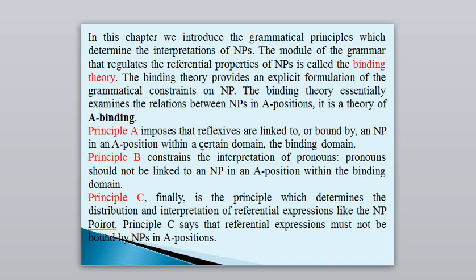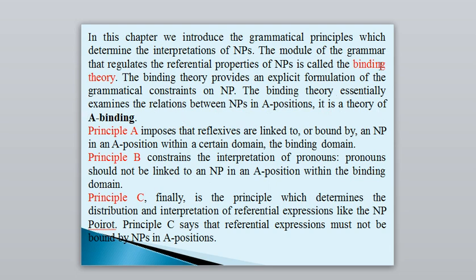So in this chapter we introduce the grammatical principles which determine the interpretation of NPs. As I told you, the module of the grammar that regulates the referential properties of NPs is called binding theory. The binding theory provides an explicit formulation of the grammatical constraints on NPs. The binding theory essentially examines the relations between NPs in A positions. It is a theory of A binding. We call it A binding.